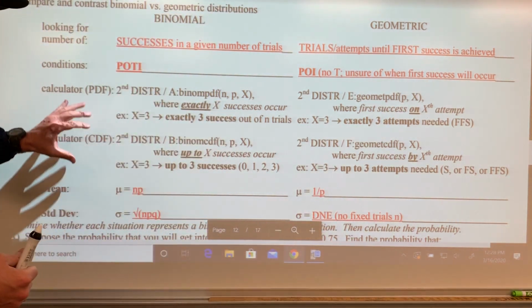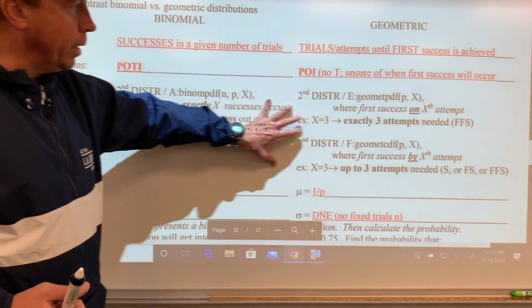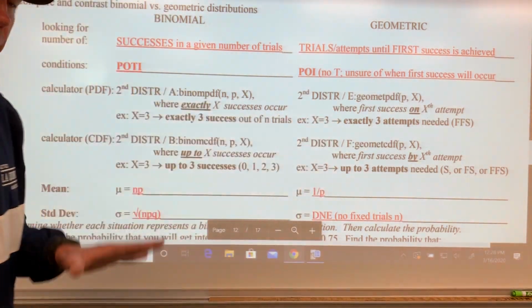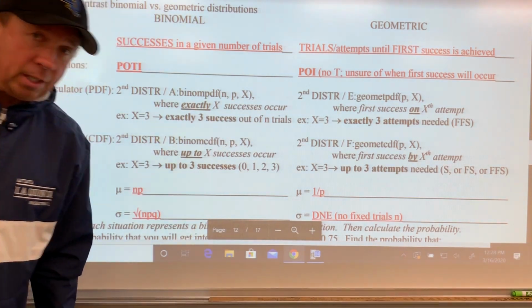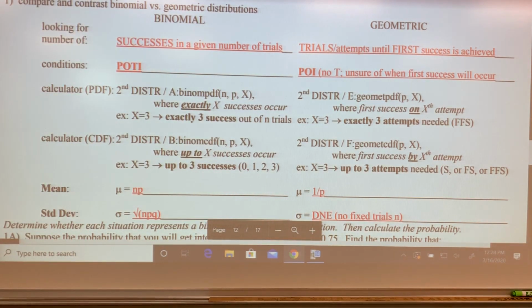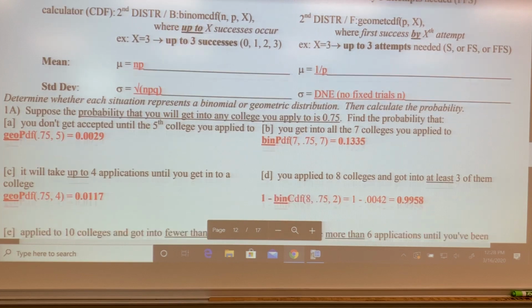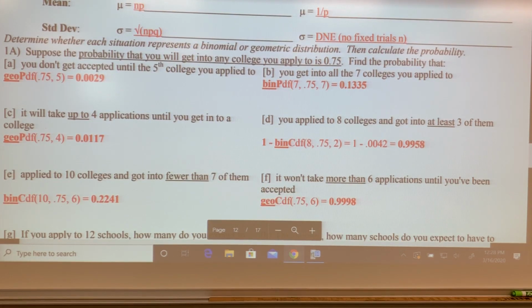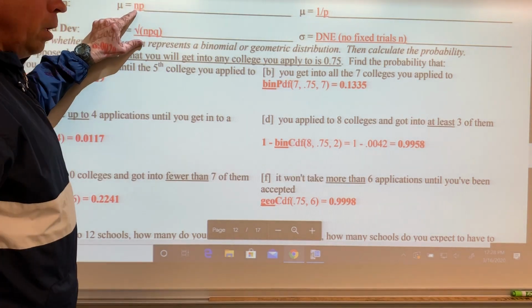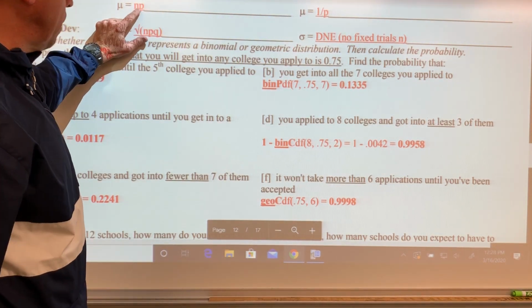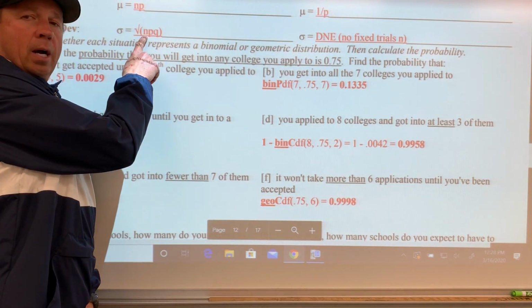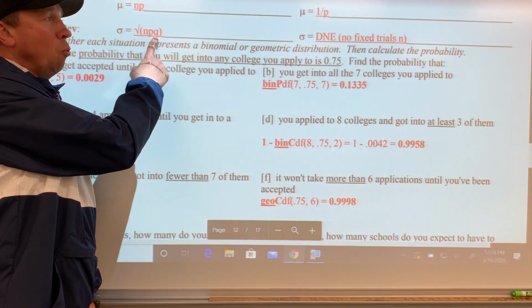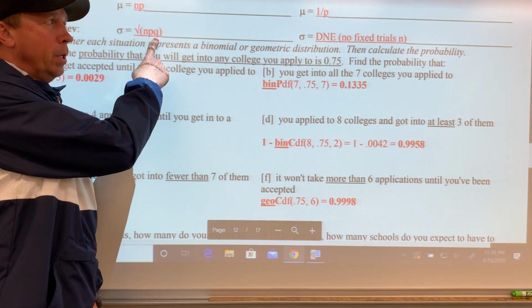All right, you can read all of the calculator keystroke stuff on your own. You have those in the notes. Let's look at the mean and the standard deviation of each one. The mean, as we know, for the binomial is number of trials times probability. The standard deviation is the square root of n times p times 1 minus p, also known as q.